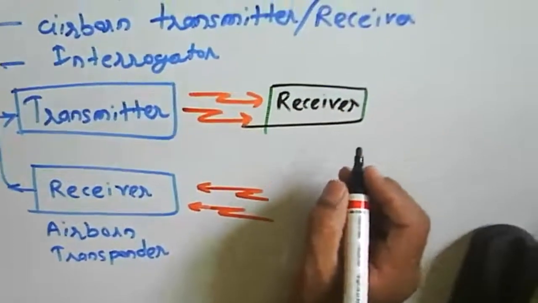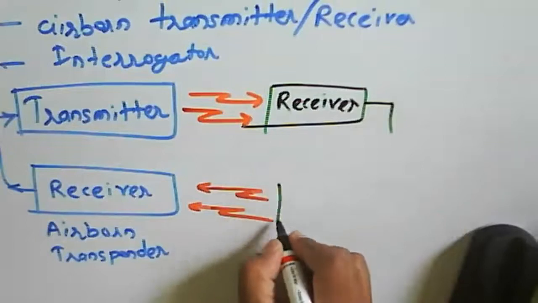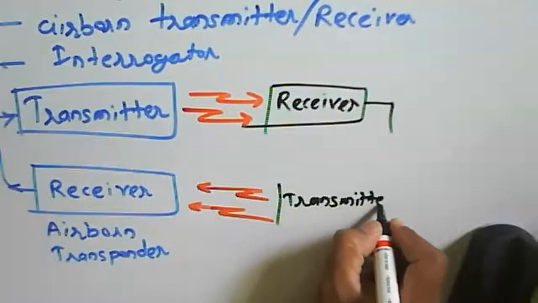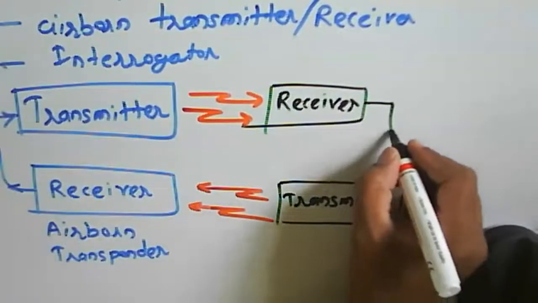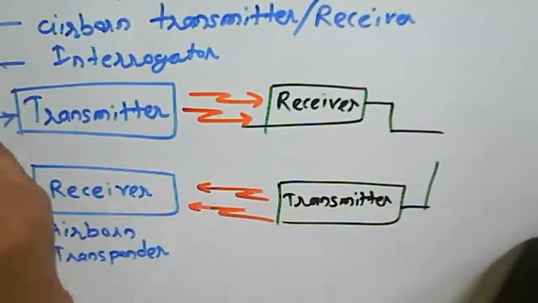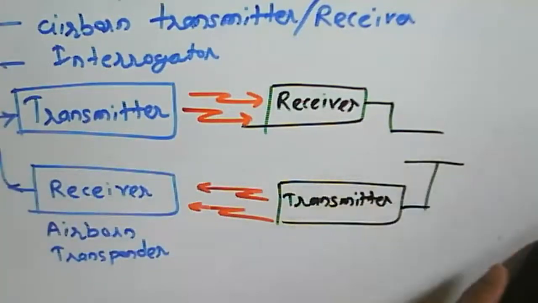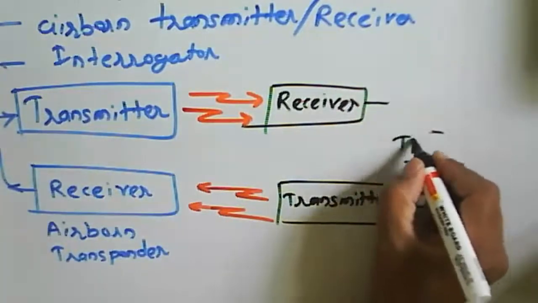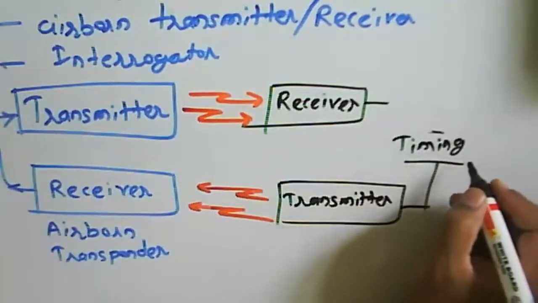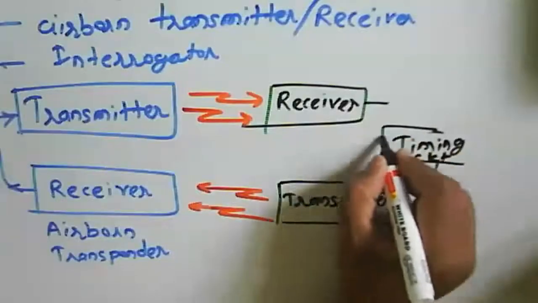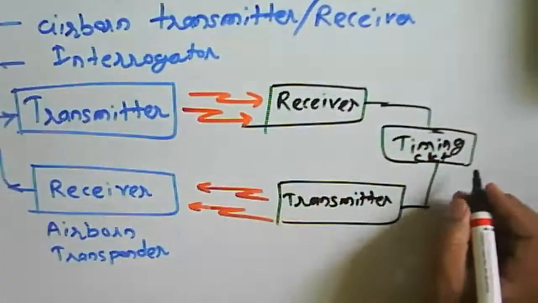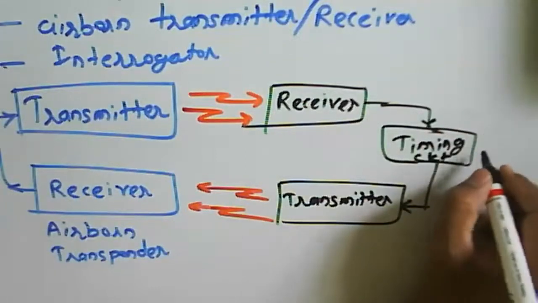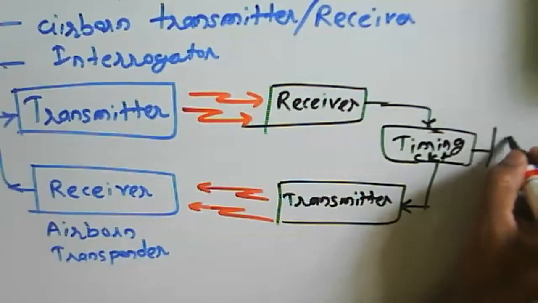This one is about a receiver. Then here we have a transmitter. Then we have a timing circuit. Okay, timing circuit there that will provide the information, and then this one is about a distance.